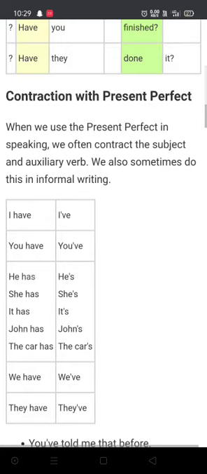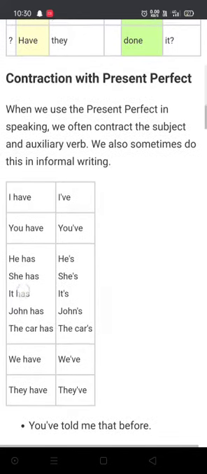When we use the present perfect in speaking, we often contract the subject and auxiliary verb. We also sometimes do this in formal writing.